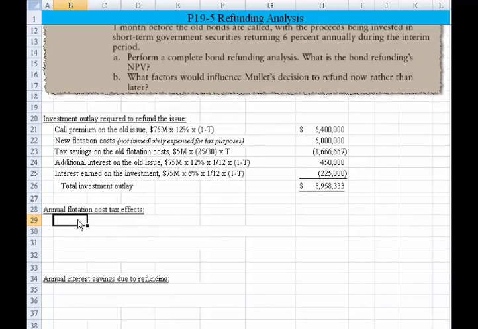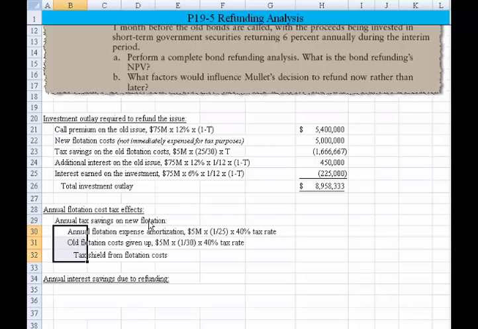Okay, the next thing we need to calculate would be the annual tax savings on the new flotation costs. I do this a little bit differently than how the book presents it, but it gets us the same result. Let me show my work here. The annual flotation expense is the 5 million times 1/25. We have 25 years, and we can only amortize the flotation costs over a 25-year straight line approach, times our 40% tax rate.